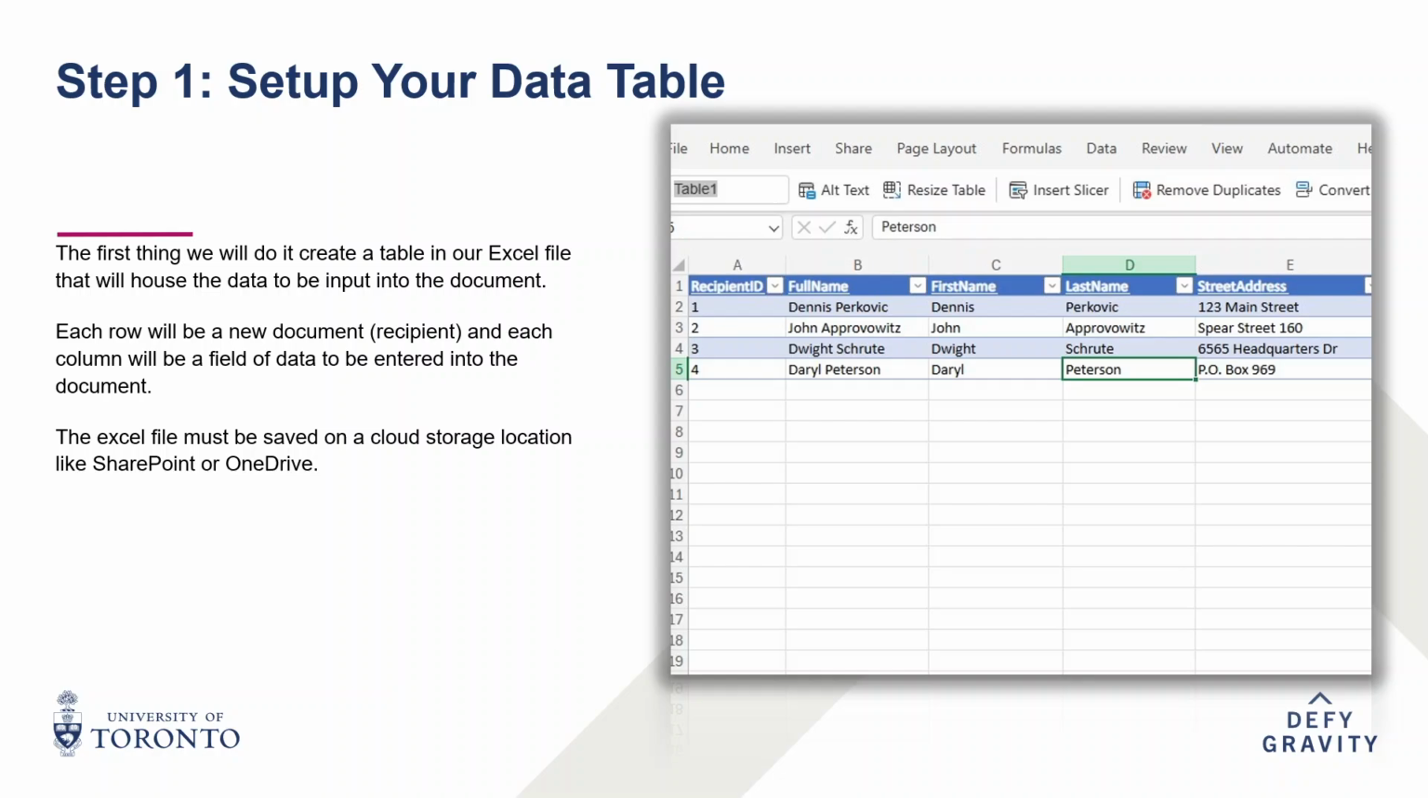So step one, and I'll show you all the things that you need for the flow to work, and then we'll go through a demo of the flow. But the first thing you do is create a table with all of your data in Excel. Each row will be a new document or recipient of the document, and each column will be a field of data to be entered into the document. The Excel file must be saved on a cloud storage location like SharePoint or OneDrive for Power Automate to be able to find the document. So if you just save it on your local drive, it won't work. You'll need to save it onto a cloud storage.